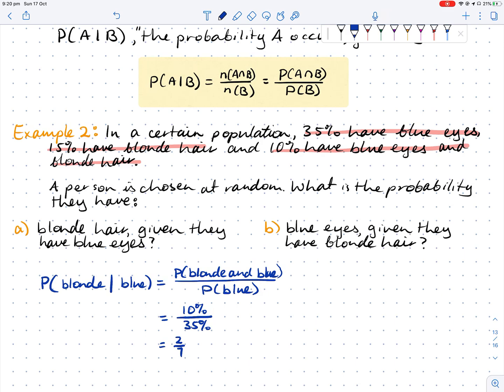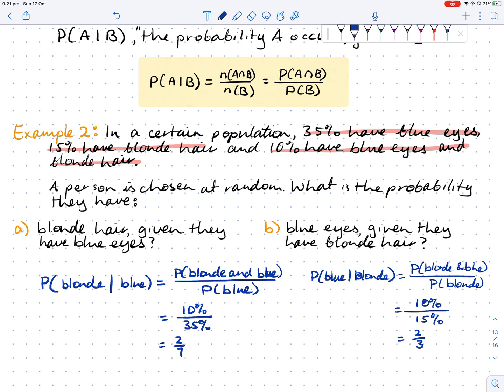If we go the opposite way, we want the probability of blue eyes given that they have blonde hair. That's going to be the probability of blonde and blue over the probability that the person has blonde hair. Like from before, we had 10% for blonde and blue eyes. We have 15% who have blonde hair. So when we simplify that, that should come out to be 2/3.